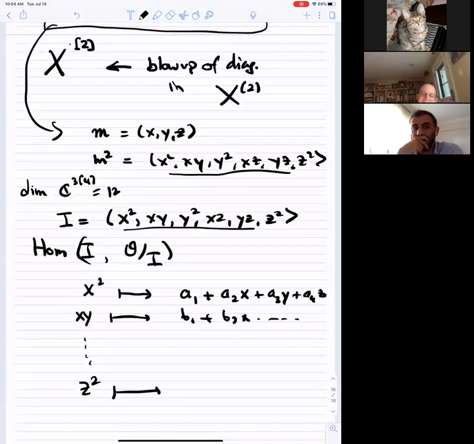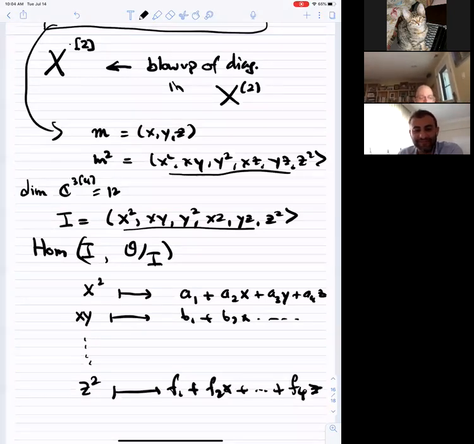So we have 6 of these, a, b, c, d, e, f. So that's f1 plus f2x plus f4z. I need to give you a k[x,y,z] homomorphism from this module to this module, and it's a graded module homomorphism.